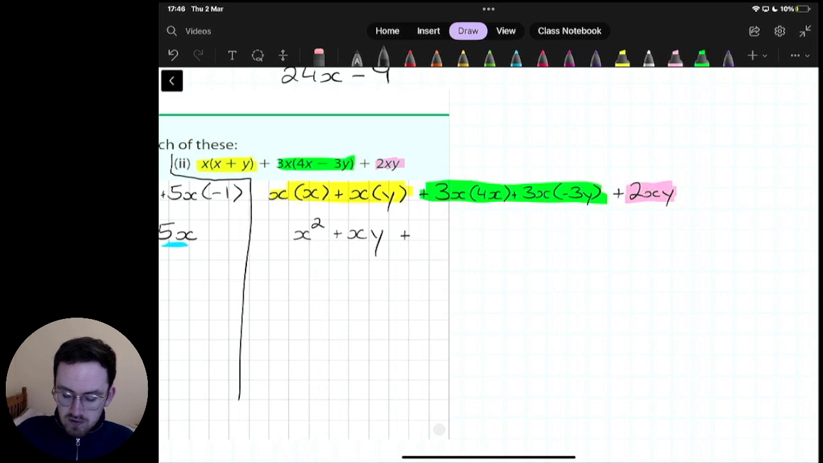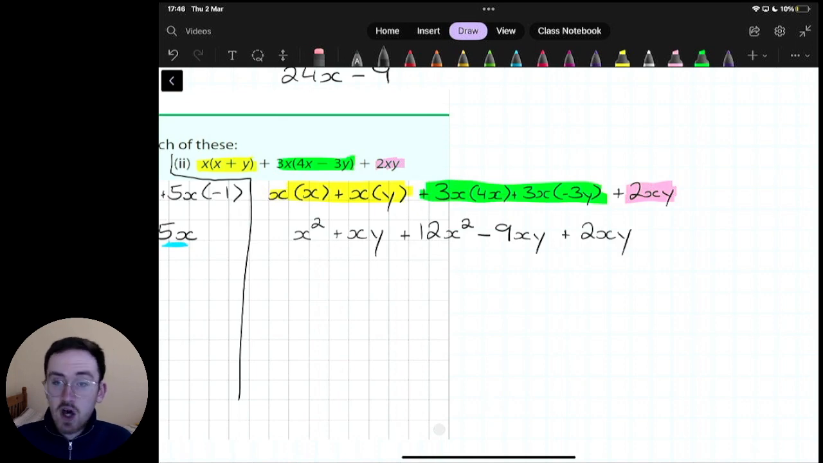3x multiplied by 4x gives me 12x squared. 3x multiplied by minus 3y, if I multiply the numbers, I get minus 9, and x multiplied by y is just xy. At the end, I have plus 2xy. Okay, we've removed our brackets. Perfect, lovely. That's our first step, remove the brackets.